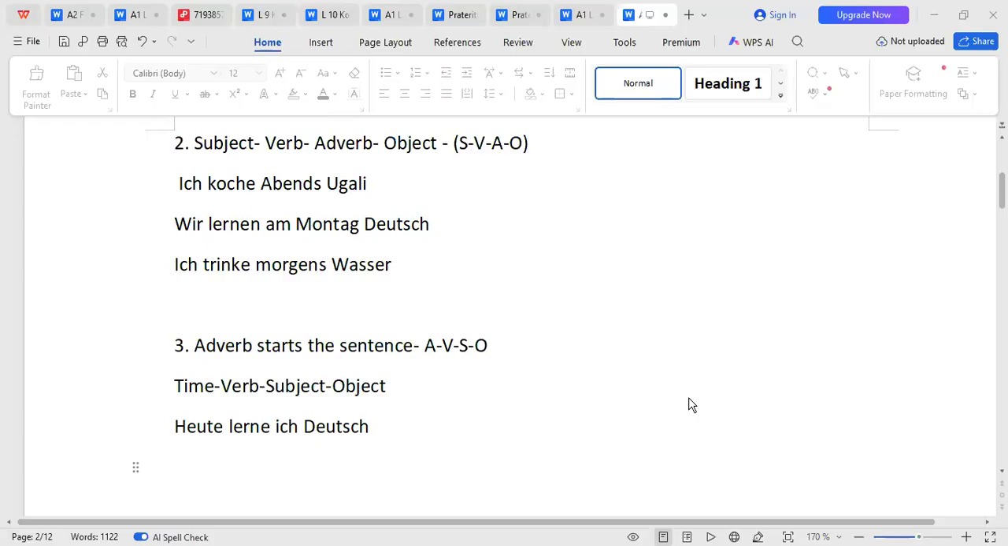Then again, we have another pattern where the adverbs will start. Heute esse ich ugali. So I'm telling you, make sure the verb is in the second position. Don't take the verb anywhere else. The subject and time can change positions, but the verb will remain in the second position. Don't take the verb anywhere, please. Students, make sure the verb stays in the second position.